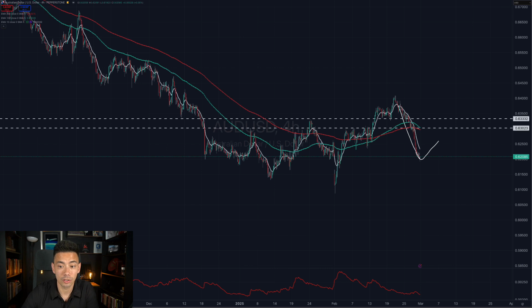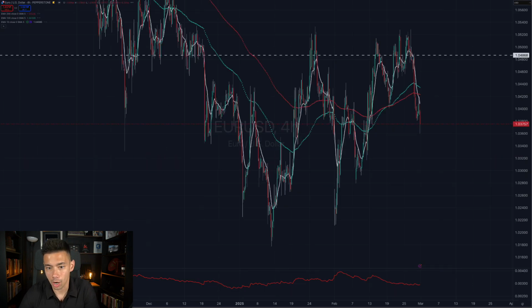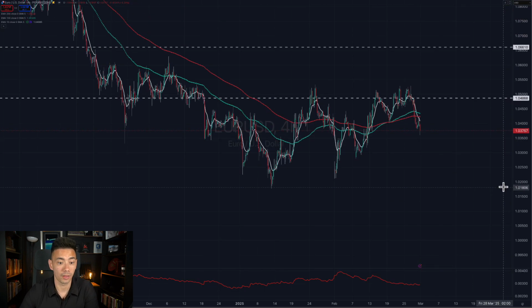The same is going to go for, so I mean, it's pretty much a carbon copy for all of the other pairs. You're looking to sell the rallies. The Aussie dollar sold off the most, as you can see, but even with the euro dollar. Pound dollar is a little bit different because it didn't sell off as much this week. But generally speaking, we're looking to sell into the rally.